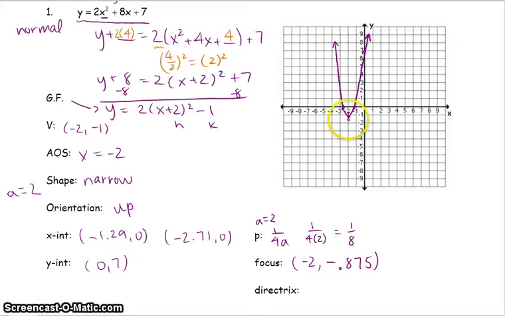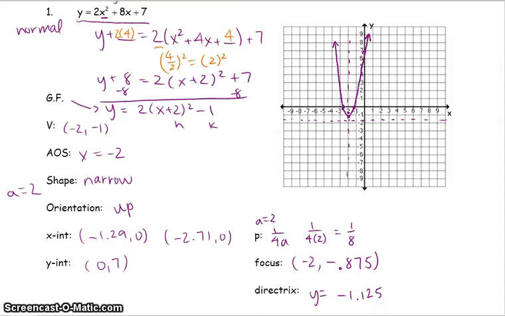Now for our directrix, remember that's a line, but we're going to go from our vertex and we're going to go down 1/8. Okay, and when we do that, we're going to subtract our 1/8 from -1. So when we do that, we get a value of -1.125. And since our directrix is, for our normal graph, it's going to be a horizontal line. So it's going to be y equals -1.125. And when we graph this, it's going to be a dashed line. Oops, and I forgot to graph our axis of symmetry, which is x equals -2.